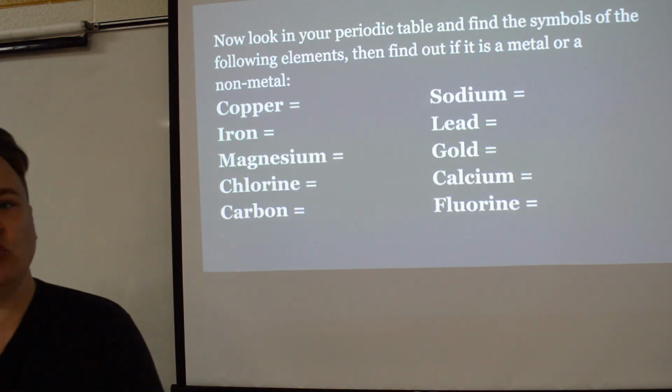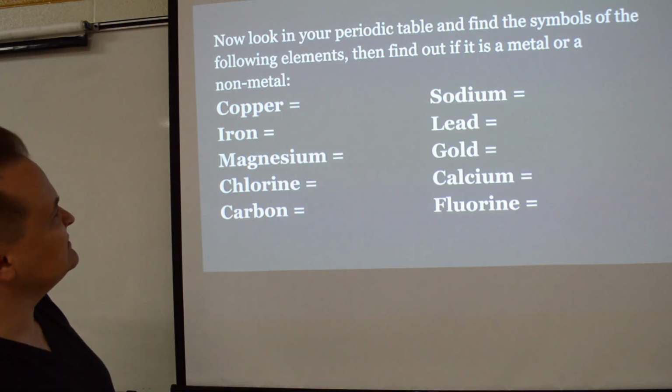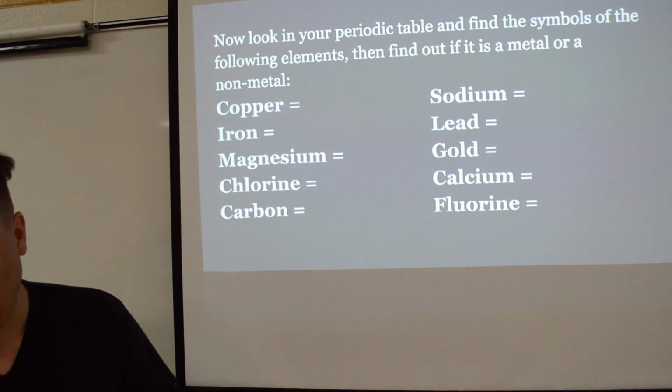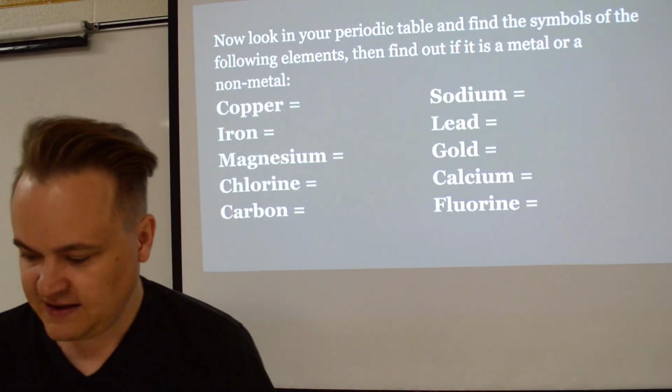Now, you could do this yourself. Look in your periodic table and find the symbols of the following elements, and then find out if it's a metal or a non-metal. You don't need to do the metal or non-metal part right now. Just look over this and see.